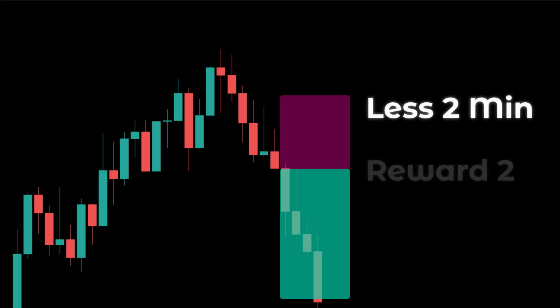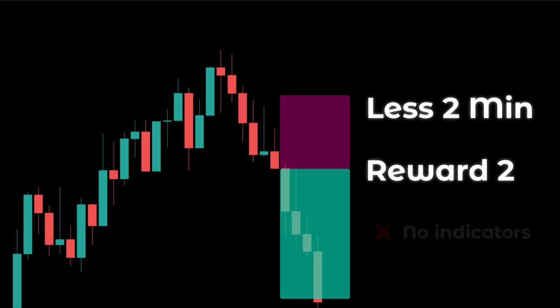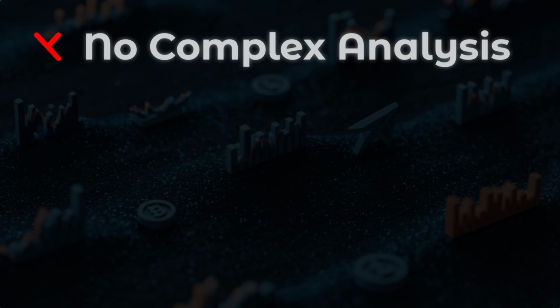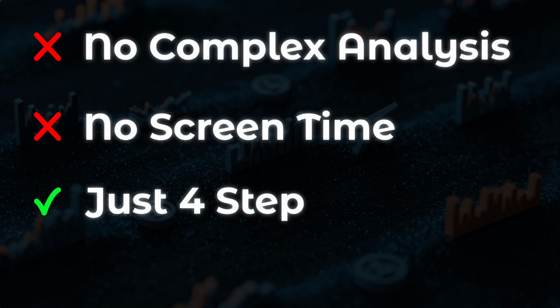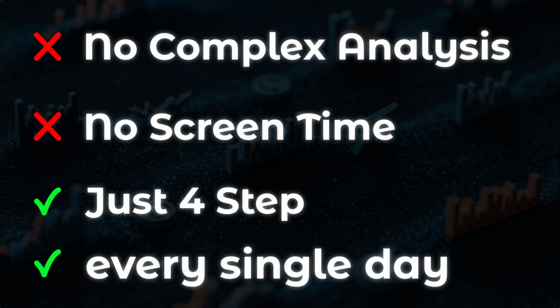Most traders lose because they overcomplicate everything. This trade took less than 2 minutes and paid a clean 2 reward, no indicators. No complex analysis, no screen time, just a simple 4-step checklist that shows up almost every day. You simply follow the same rules every time you enter a trade.